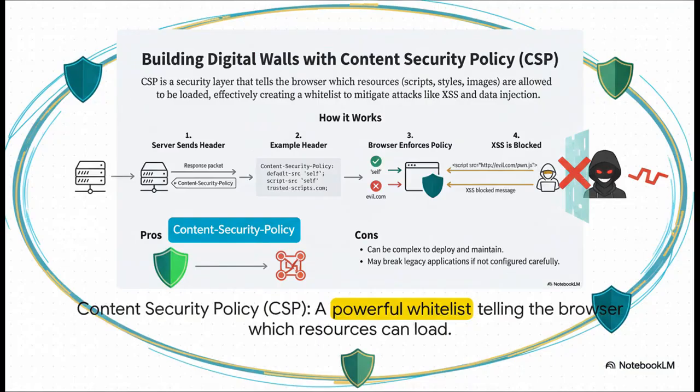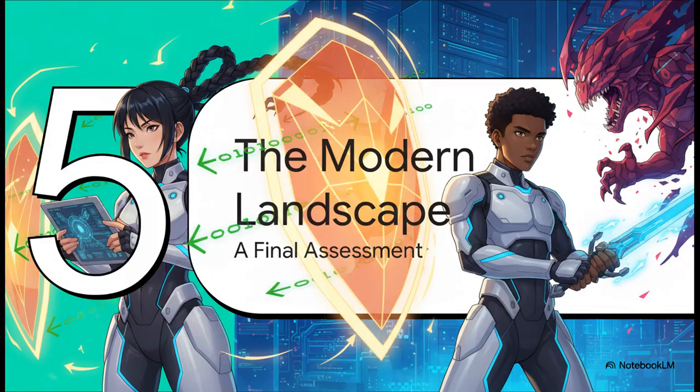Let's just zoom in on one of the most powerful tools in that toolkit, a content security policy, or CSP. Think of it as a really strict whitelist that the server gives to the browser. This policy says you are only allowed to load scripts and resources from these specific trusted domains. So as you can see here, when an attack tries to inject a script from an untrusted source like evil.com, the browser just checks the list, denies the request, and the attack is neutralized before it even has a chance to run.